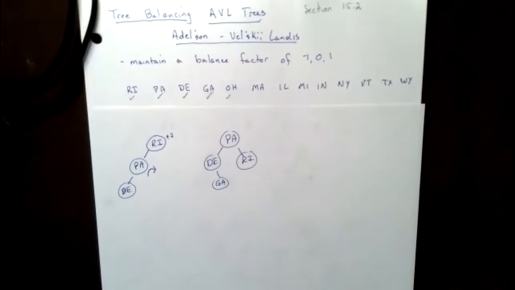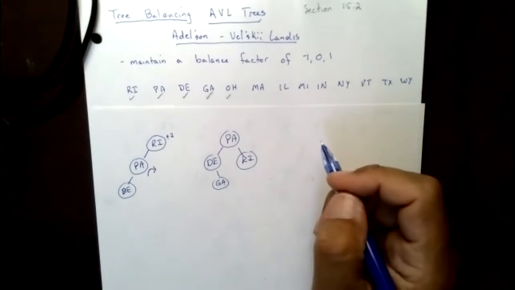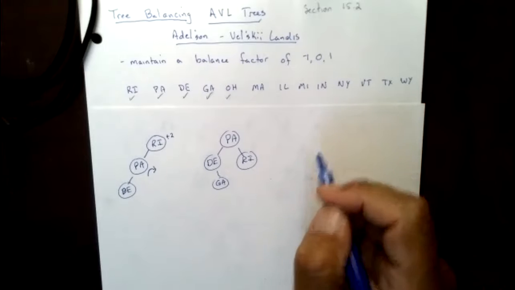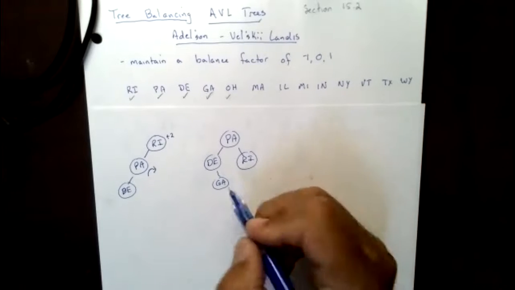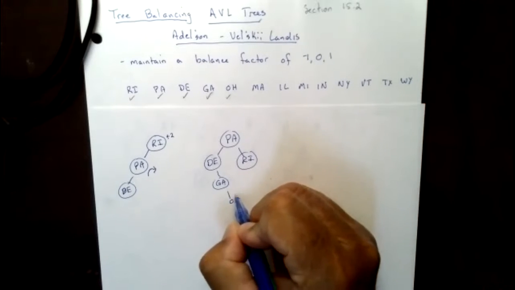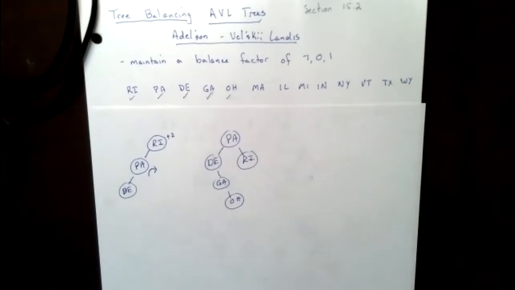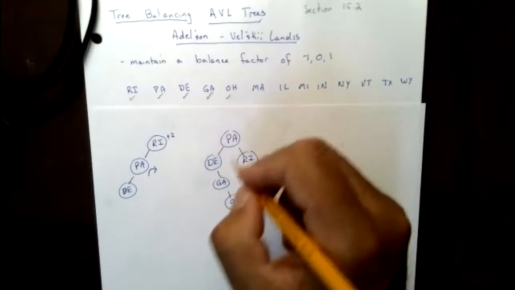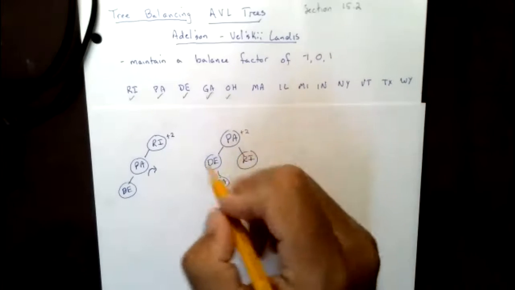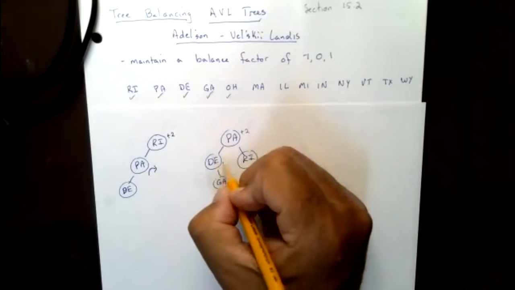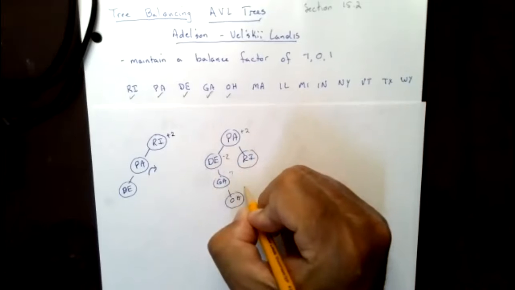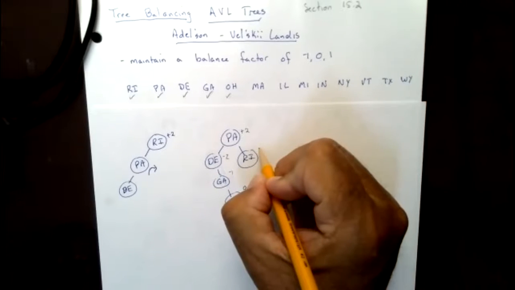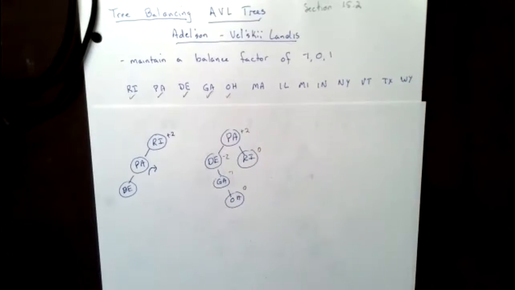So again, we're just playing with binary trees every day. Ohio, where does it go? To the right of Georgia. Okay. Now we have problems. PA is now, oh boy, that's a 2. Delaware is a -2. This is a -1, a 0, and this is a 0. So now, what do you think we're going to rotate on?